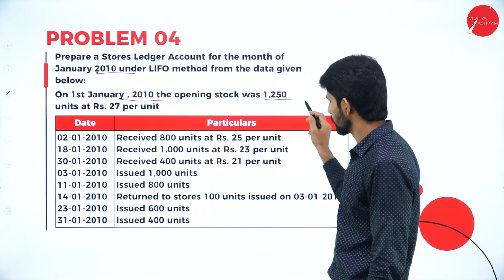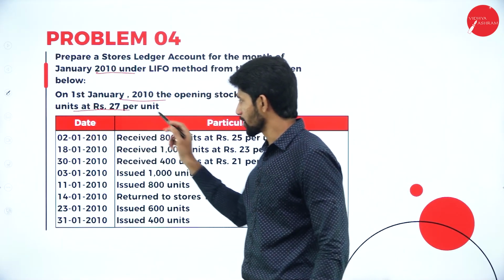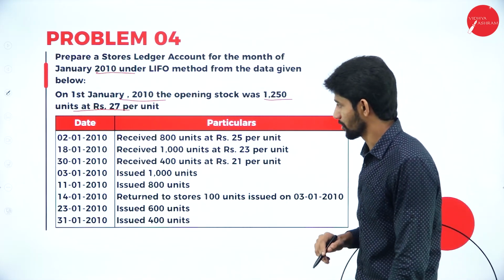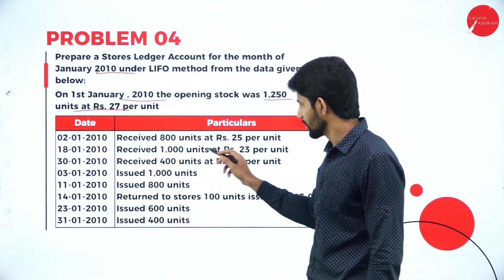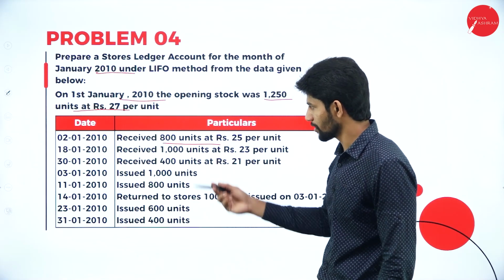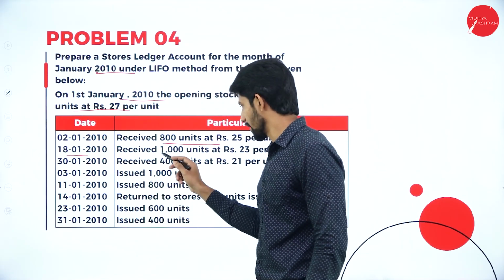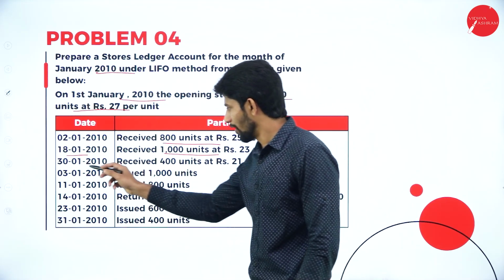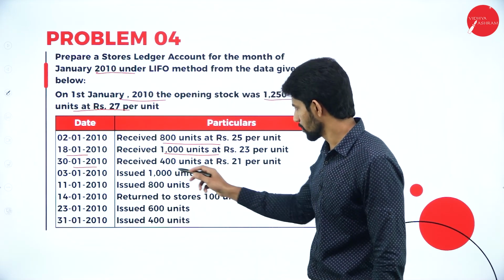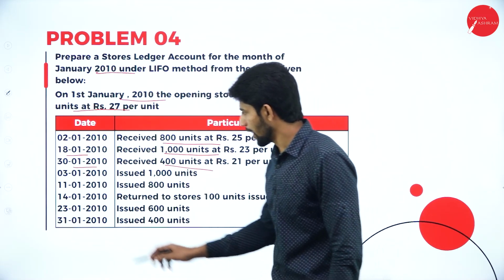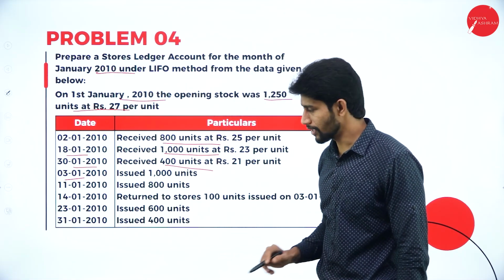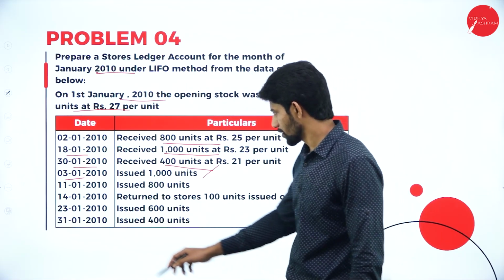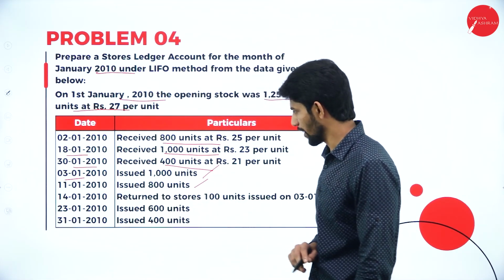So on 1st January, what is the opening balance? The opening balance is 1250 units at rupees 27 per unit. Next, on 2nd Jan, they received 800 units, that is purchased. On 18th Jan, again they purchased 1000 units. On 30th Jan, again they purchased 400 units. And on 3rd Jan, they issued 1000 units. On 11th Jan, they issued 800 units.